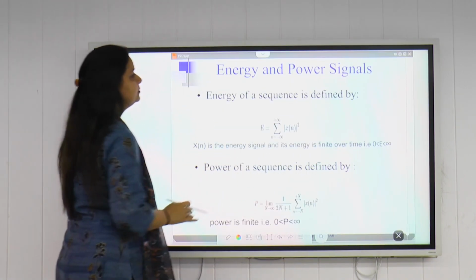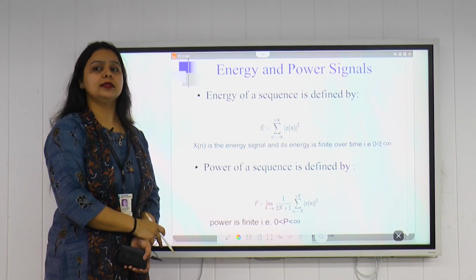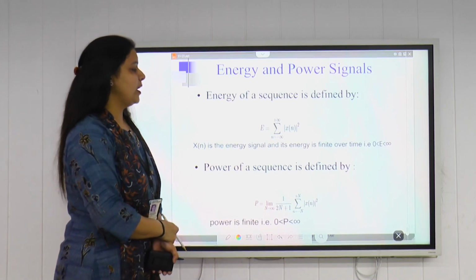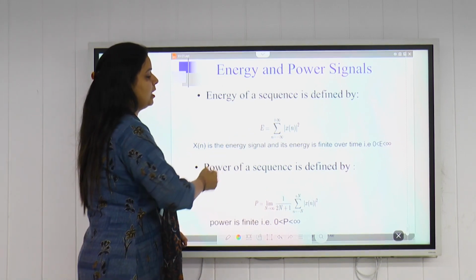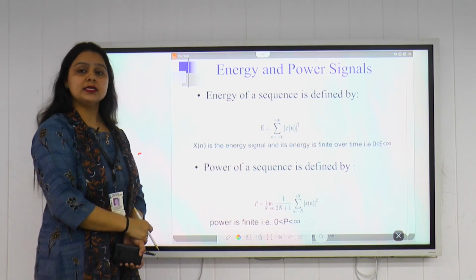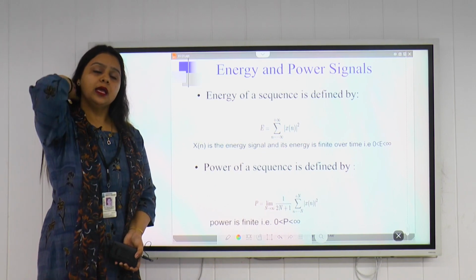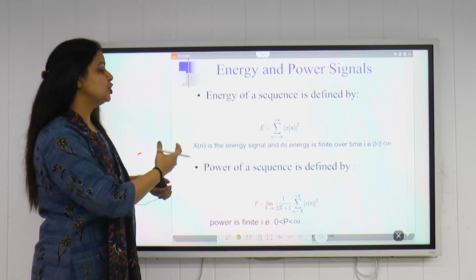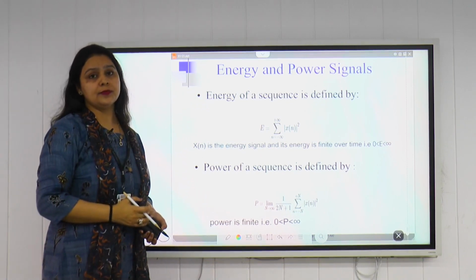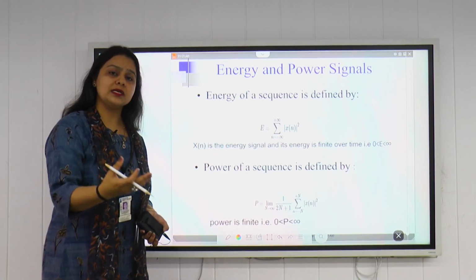Right. So the fourth type of signals are the energy and the power signals. Energy of any signal, any sequence, is defined by this formula and denoted by capital E. This is the summation of n from minus infinity to infinity of x squared. Any signal whose energy is finite is known as an energy signal, and any signal whose power is finite is known as a power signal.